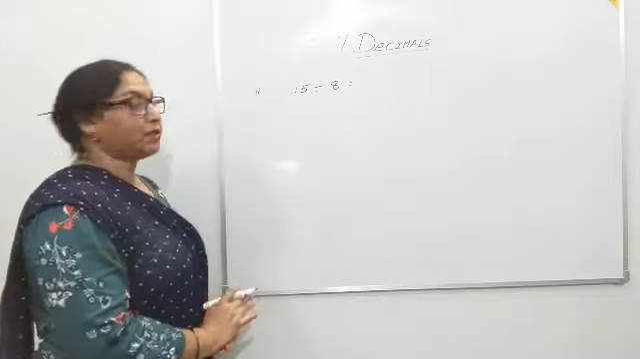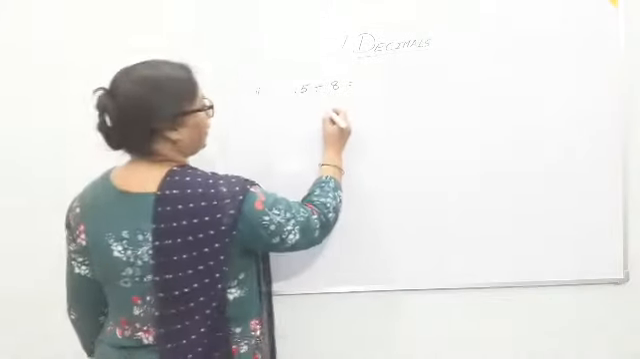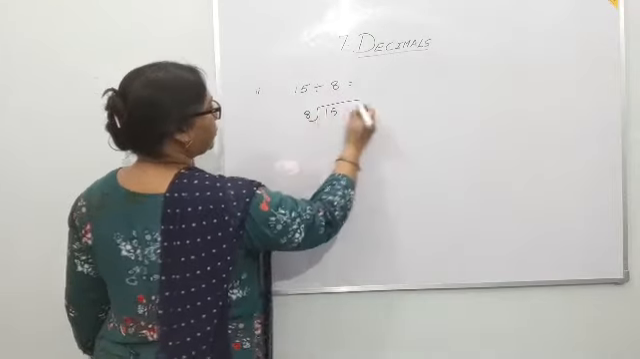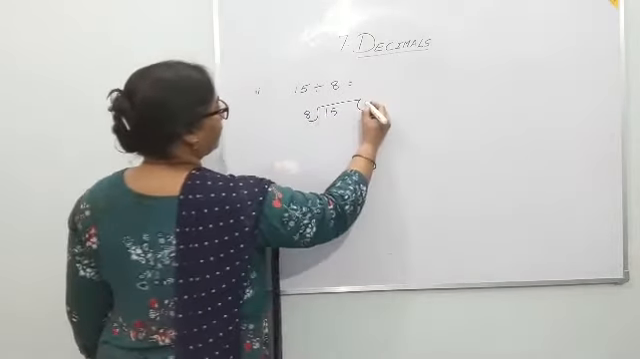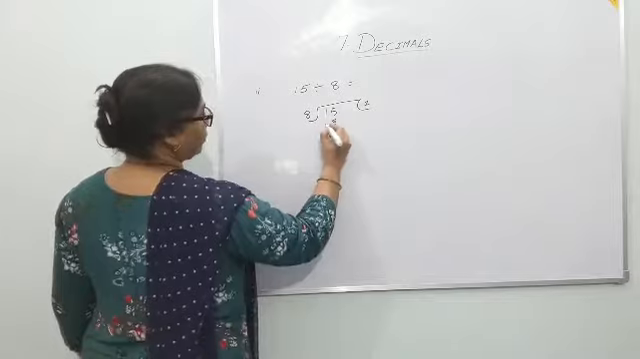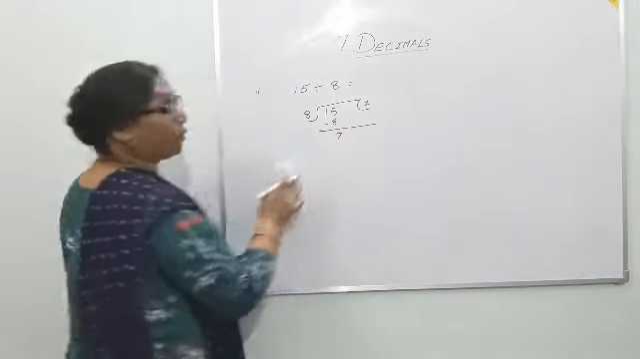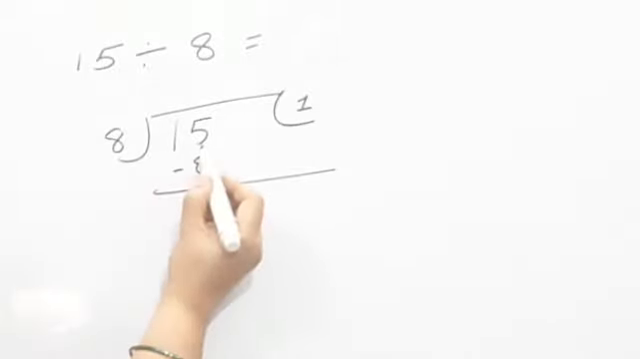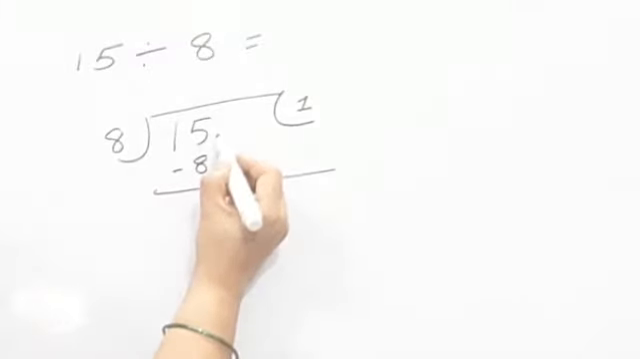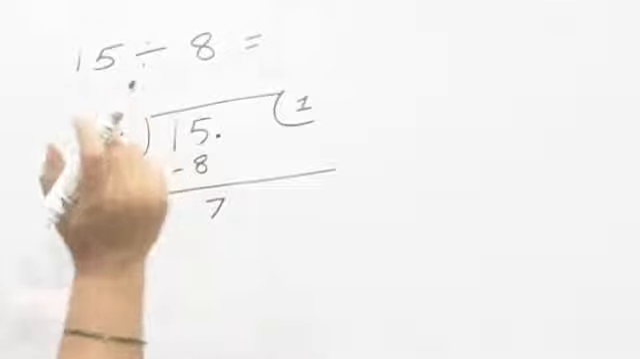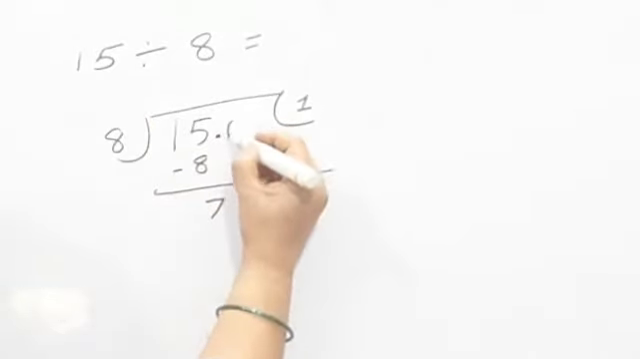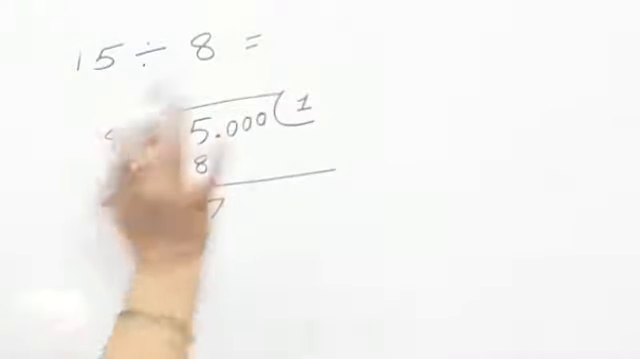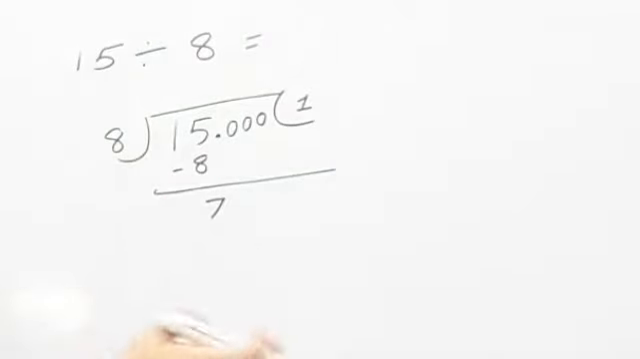Children, next question, 15 divided by 8. 15 is the dividend, 8 is the divisor. So let's proceed. 8 1 times. Do subtraction, answer is 7. Now how to proceed this process? As you all know, children, in case of whole numbers, the decimal lies just right after the last digit, and you can add zeros as per the need. So let's keep 3 zeros first and see if more are needed, we'll add more zeros.